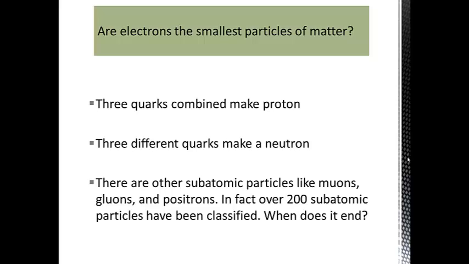Things like muons and gluons and positrons and all kinds of strange, weird names. In fact, there's over 200 of these different subatomic particles. So one of the questions that these physicists have been trying to ask is, where does it end? If I take an electron and I smash that and break it into smaller pieces, can I take those smaller pieces and smash those and make smaller pieces, and on and on and on? Where does it end? What is the smallest particle or the foundation of all matter?